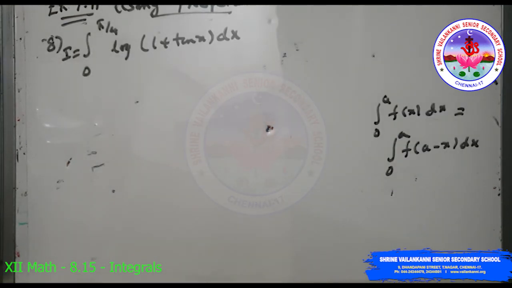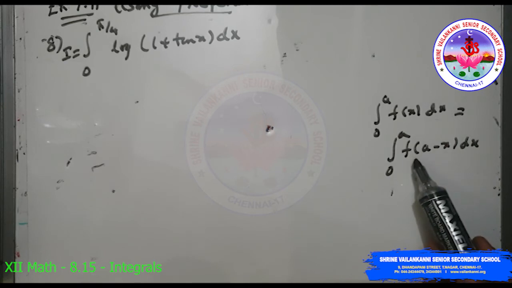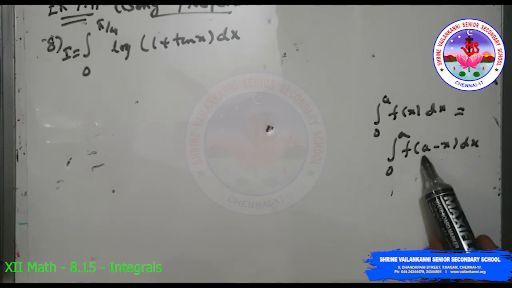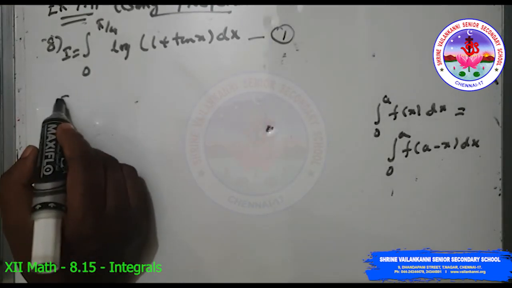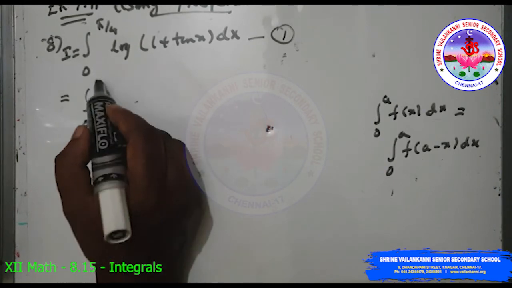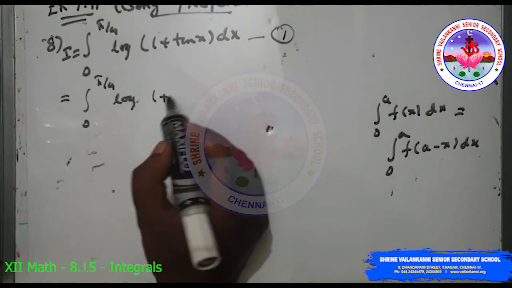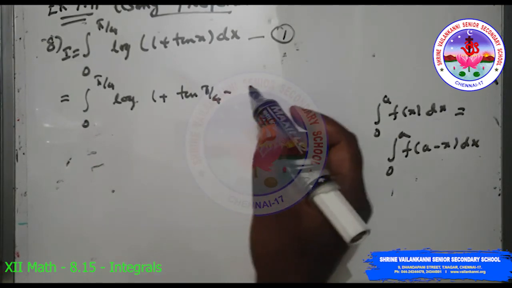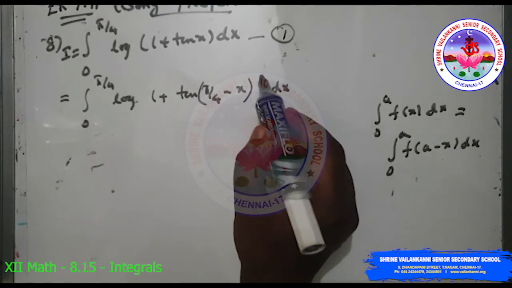8th question, integral of 0 to pi by 4 log of 1 plus tan x dx. So let I equal to integral of 0 to pi by 4 log of 1 plus tan x dx. So using this property, integral 0 to a f of x dx is equal to integral 0 to a f of a minus x dx. Here a is pi by 4. So I am taking this as I and I am writing this as integral 0 to pi by 4 log 1 plus tan of pi by 4 minus x dx.